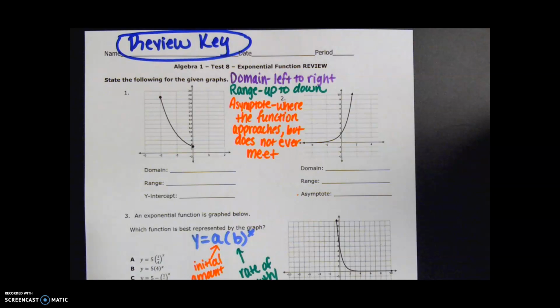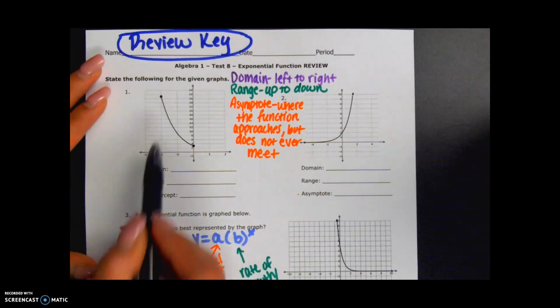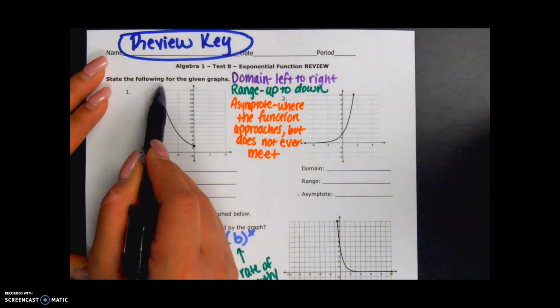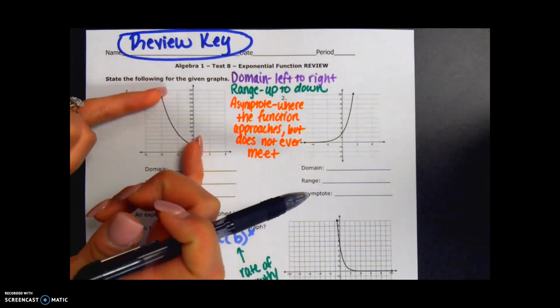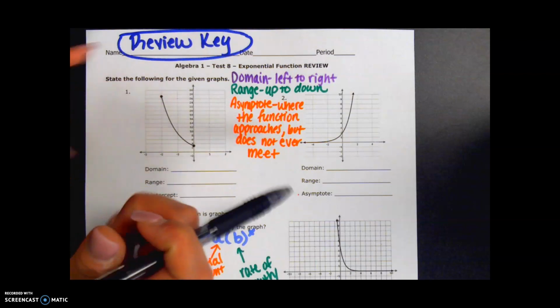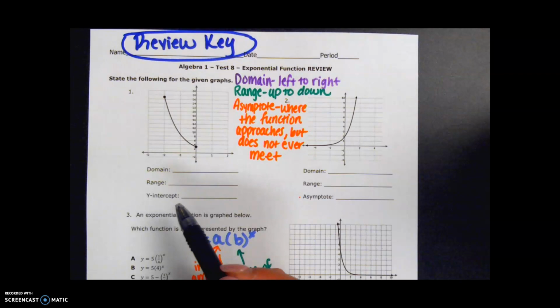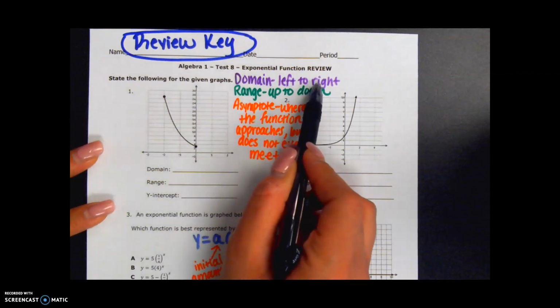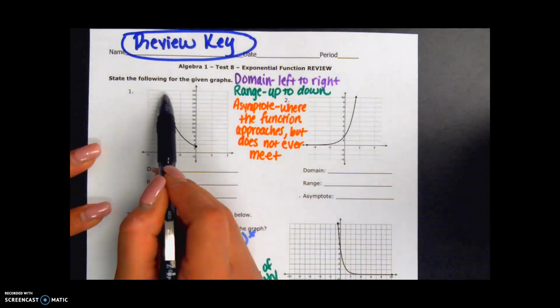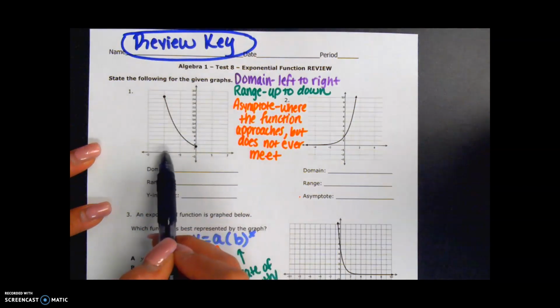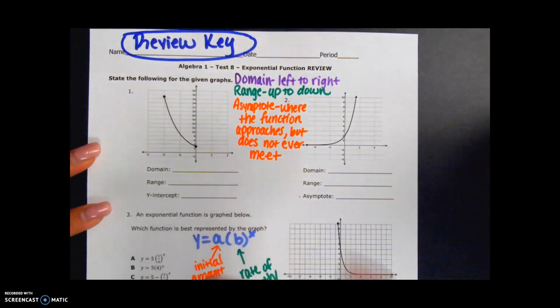So the first graph, it is exponential, but it doesn't go on forever. It looks like they just cut out a piece of an exponential graph, so we need to be very careful when we are identifying the domain and the range. So domain, remember that means left to right. So if I'm going from the left to the right, I'm going from -2 to 0.